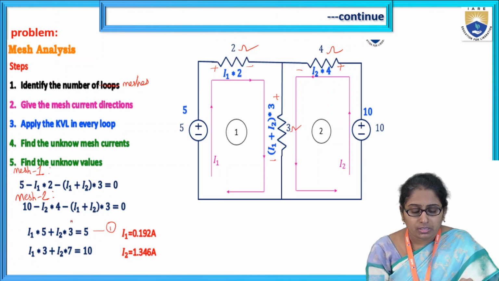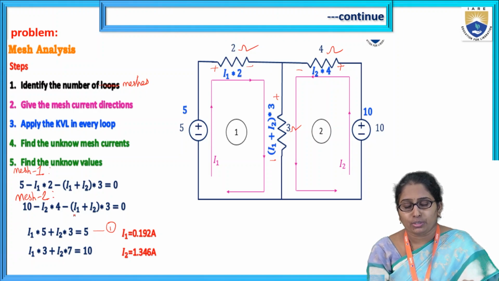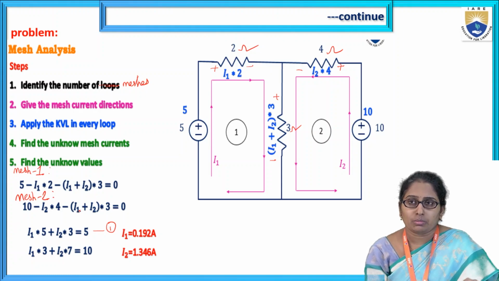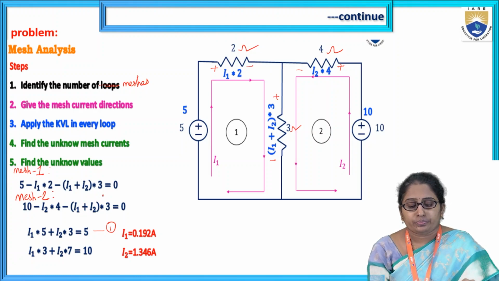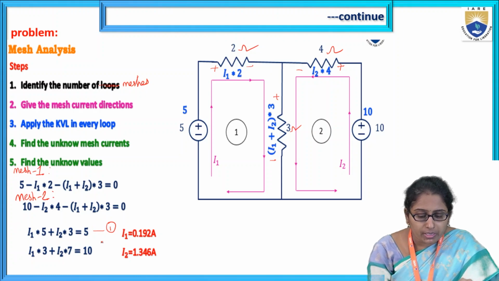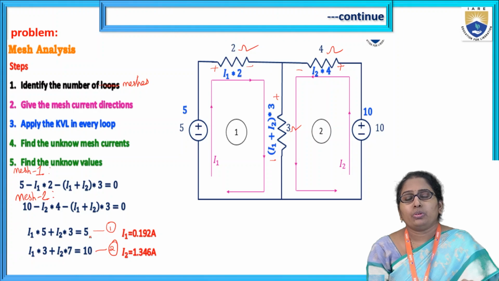So minus 3, minus 3 into what is the current in the 3 ohm resistor? From the circuit we know that I1 plus I2. Already we know based on the direction, both are in the same direction. So that's why sum of I1 and I2. So simplify that and the equation is 3I1 plus 7I2 equal to 10. So that is, let us say, equation 2.